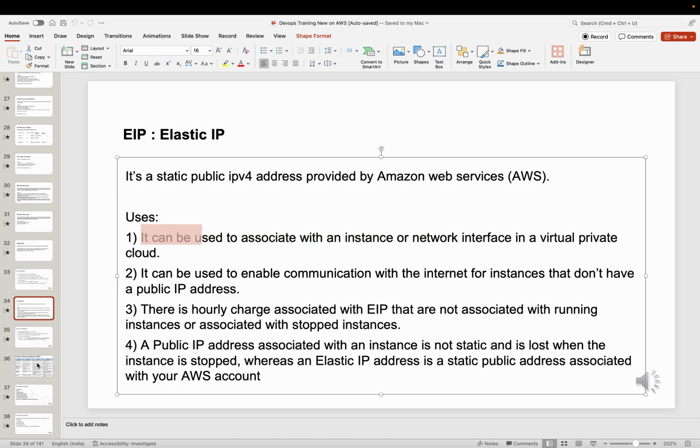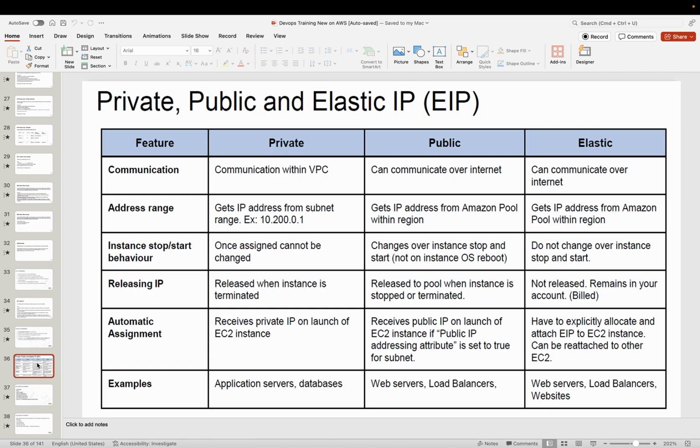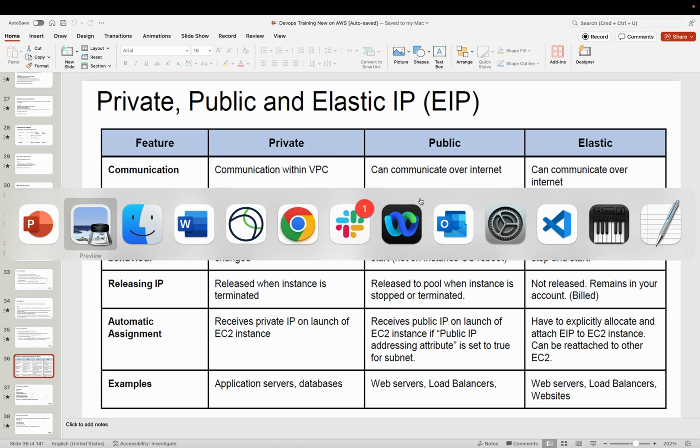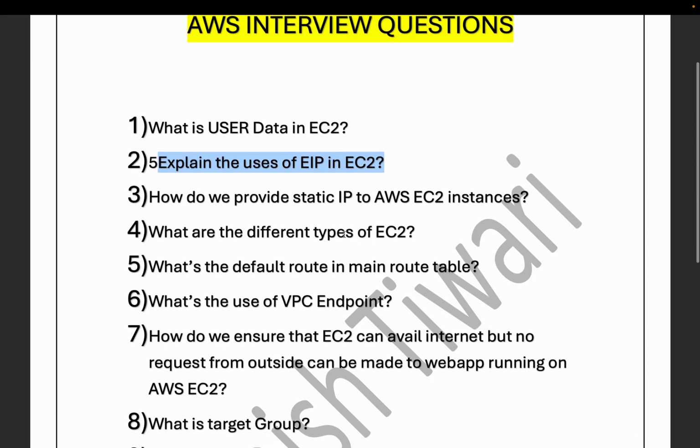Where it is used: if you have a private EC2 instance, or even a public EC2 instance, whenever you stop and start the EC2 instance, its public IP gets changed, correct? But if you want to make it static, so that the same public IP is there across the multiple states of your EC2 instance, for that you can launch one EIP and associate it with your EC2 instance. That will have a cost, but it will give you a static IP address for your EC2. So that's the usage of EIP in EC2.